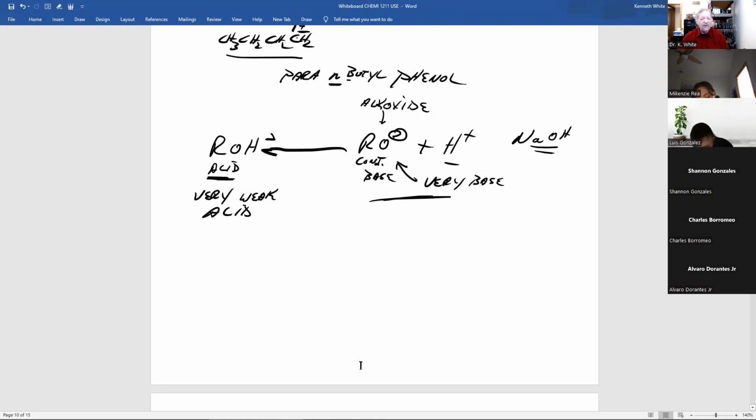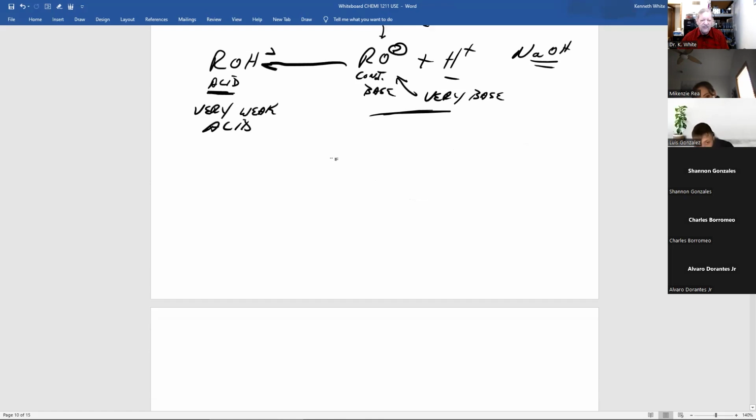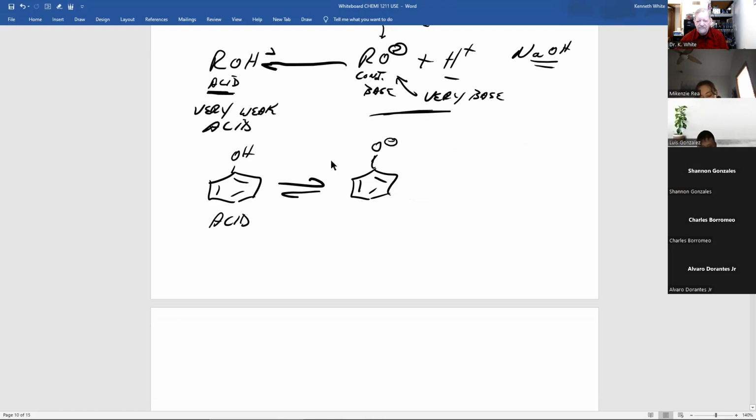Now, phenol, and you don't have to copy any of this down because the switch is off. Phenol is a stronger acid, and you see that by the equilibrium. This is called the phenoxide anion, which I used in my last patent. And why is this a stronger acid than alcohols?